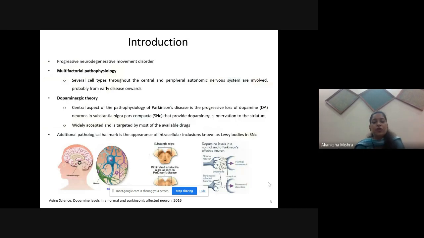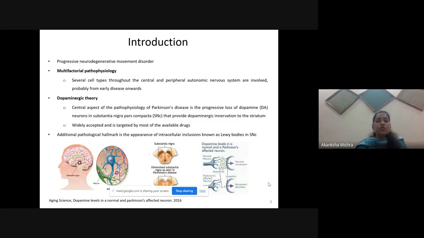Now we'll go to the theoretical aspects. What are the reasons for these tremors? Parkinson's is the second most common progressive neurodegenerative movement disorder. Movement, because in the pictures we have seen that movement is basically getting affected. Neurodegenerative means neurons are getting degenerated. And progressive means as age progresses, the symptoms of the disease also get worse. Basically, there are multifactorial pathophysiologies involved. There are various factors for the disease to occur.